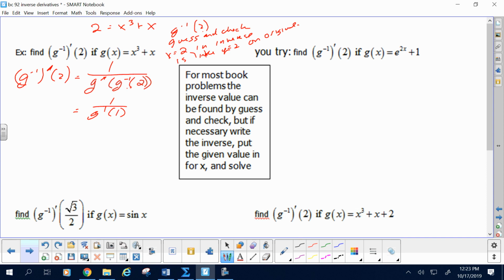Now I still want you to do good calculus, which is to say, show the reader this is what the derivative is somewhere. I typically show it here and say I'll put in 1 in a minute. First I'm going to show you my derivative. What is the derivative of the original g? 3x squared plus 1. And then if you evaluate, you get 1/4. You follow? All right. You try.